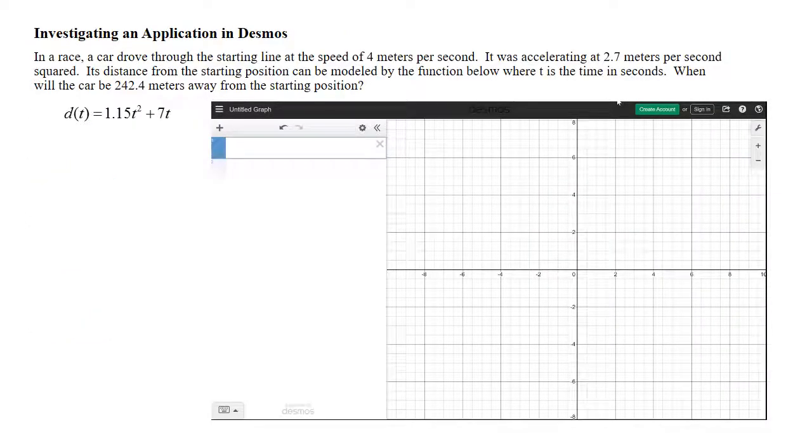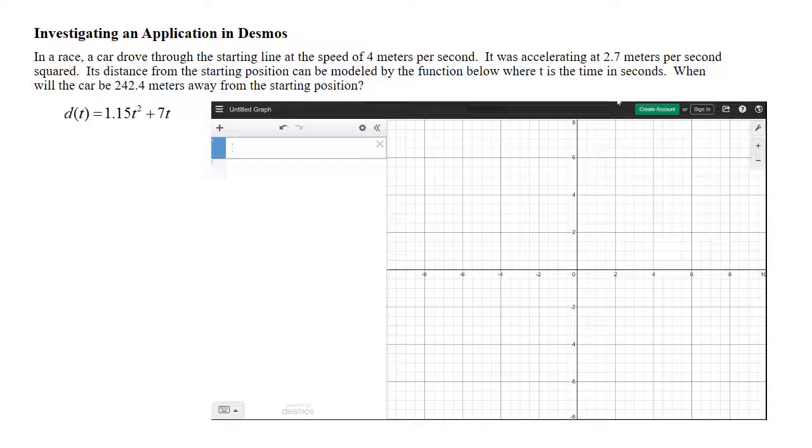Let's use Desmos to investigate a quadratic application. In a race, a car drove through the starting line at a speed of 4 meters per second. It was accelerating at 2.7 meters per second squared. Its distance from the starting position can be modeled by the function below, where t is the time in seconds. When will the car be 242.4 meters away from the starting point?